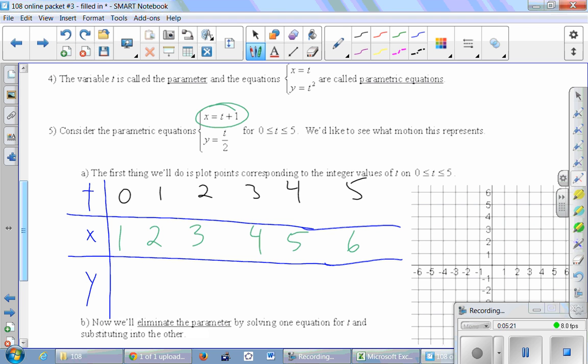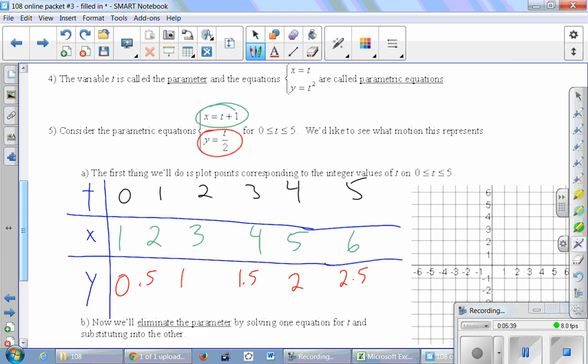And then in red here, we'll plug those same t values into this equation, which says that y is always half of t. So half of 0 is 0. Half of 1 is a half, or 0.5. Half of 2 is 1. Half of 3 is 1.5. Half of 4 is 2. Half of 5 is 2.5.